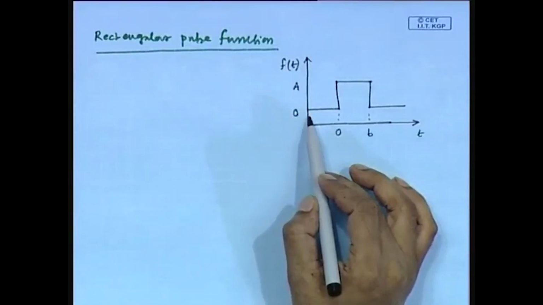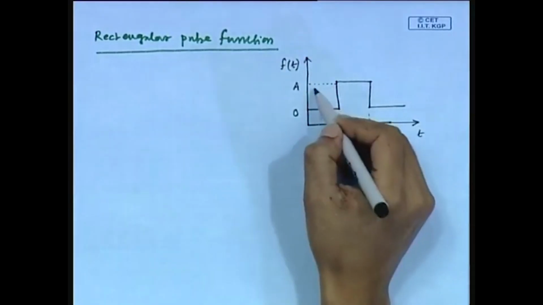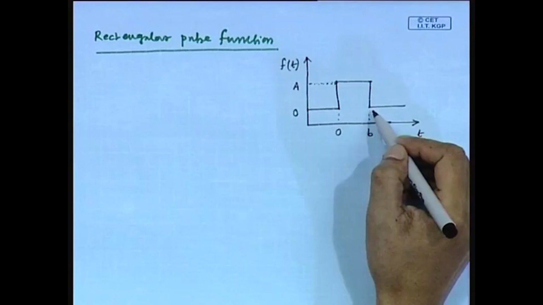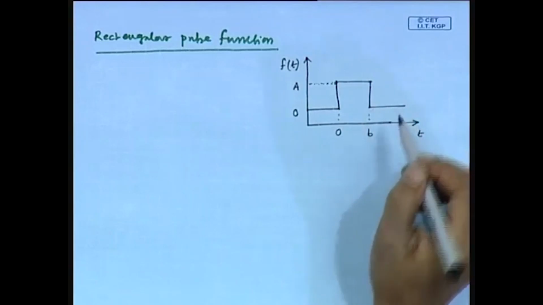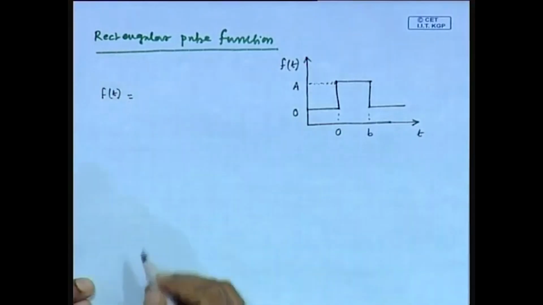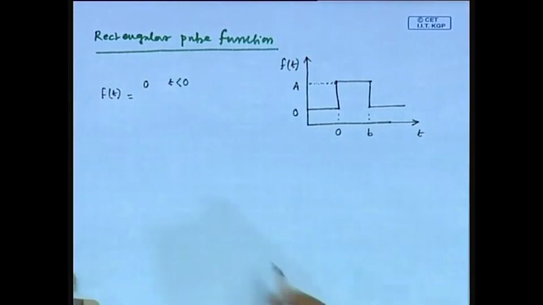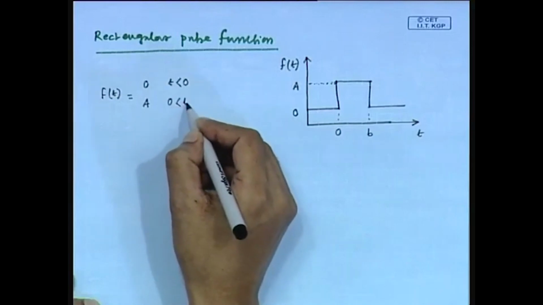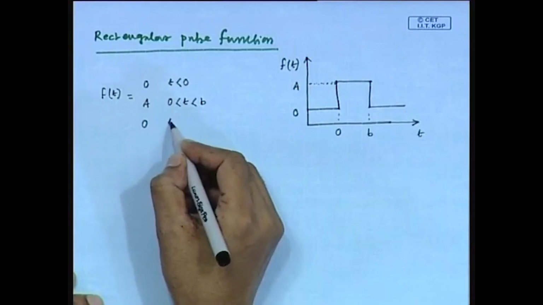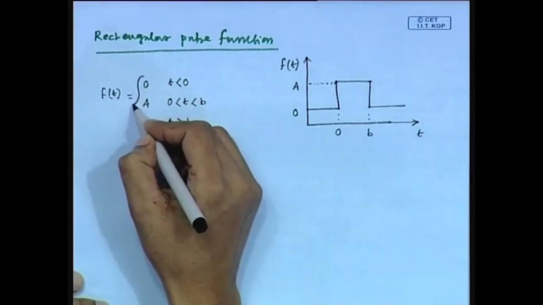Initially Ft is 0, that means the process is at steady state, then at time t equals to 0 the input function changes by magnitude A, then it remains there for a time duration of B and finally it returns to the old value. Now, how we can represent it mathematically? Ft equals to 0 when time t less than 0, Ft equals to A when time is in between 0 and B, and again this is 0 when time is greater than B, fine. So, this is the mathematical representation of this pulse function.